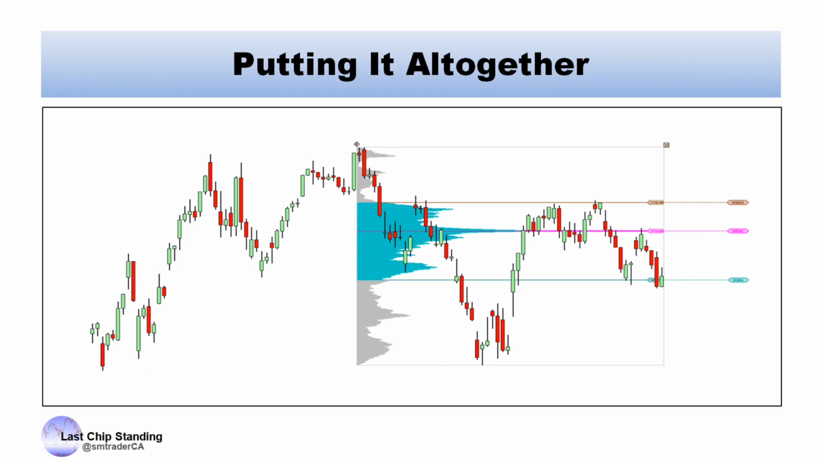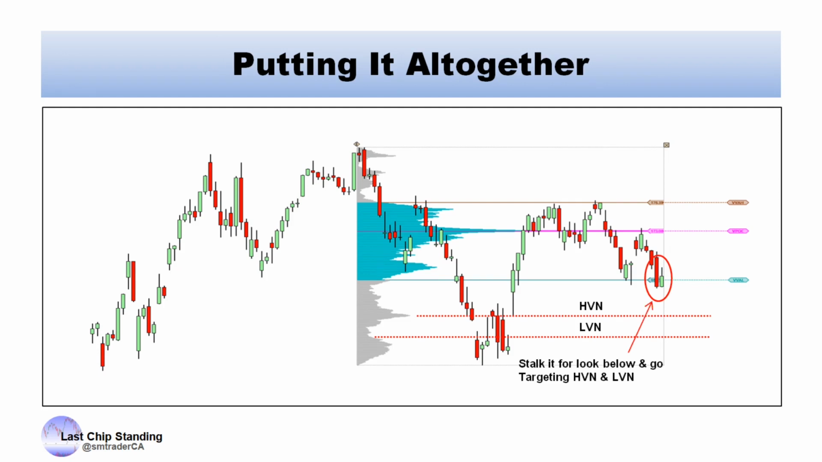Now let's see how we could use the volume profile to monitor for potential trades. Here I have generated a composite profile for this range of prices. In addition, I have also identified one of the HVN, or the high volume node, and the LVN, a low volume node. And here we will monitor for a look below and go for a possible short. And if a short is triggered, the initial target for this short trade is the HVN, and the LVN will be the target for the runner.